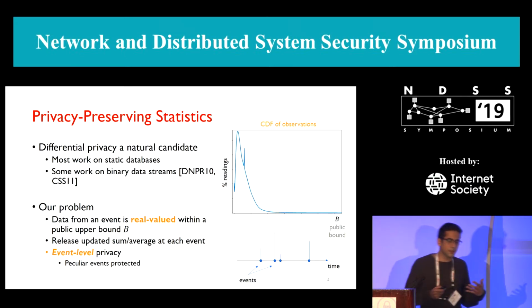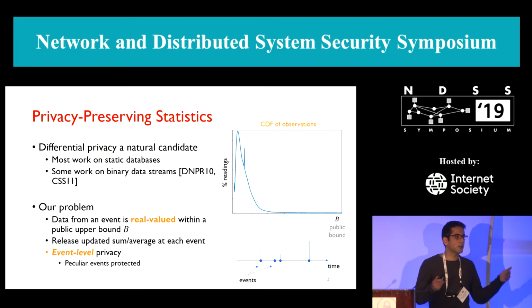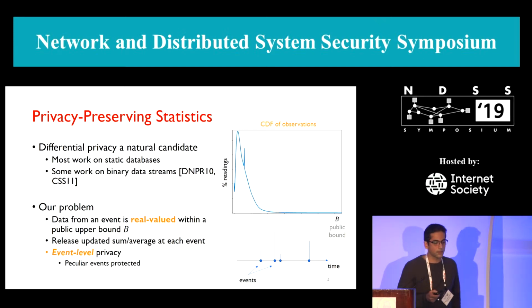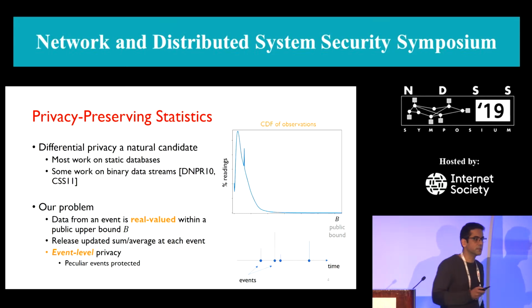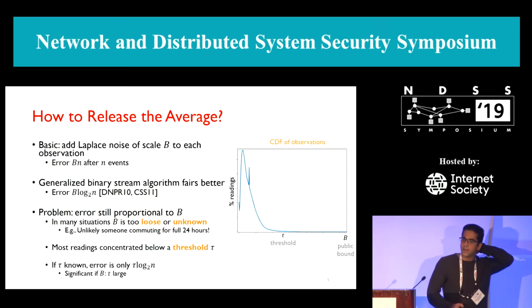We're interested in events which have associated data, which is real valued, within some publicly known upper bound B. And we want to release on a constant basis, as each new event comes in, the updated sum or average. And we are actually concerned with event-level privacy as opposed to user-level privacy. So how do we release this updated average with differential privacy?